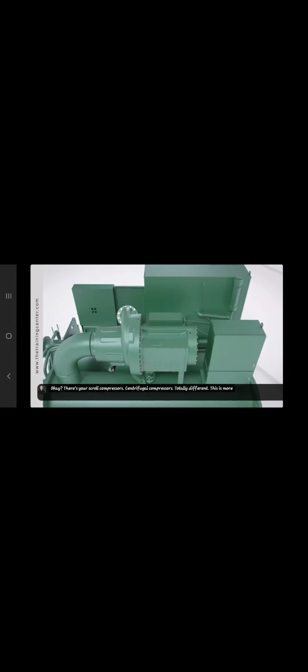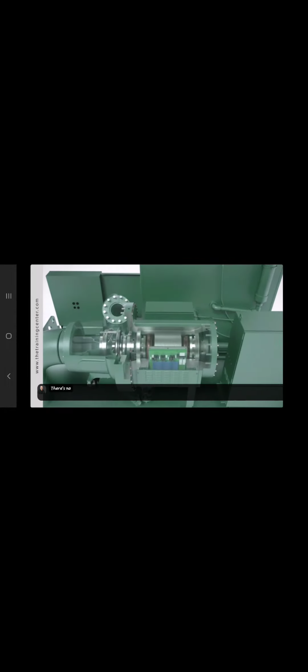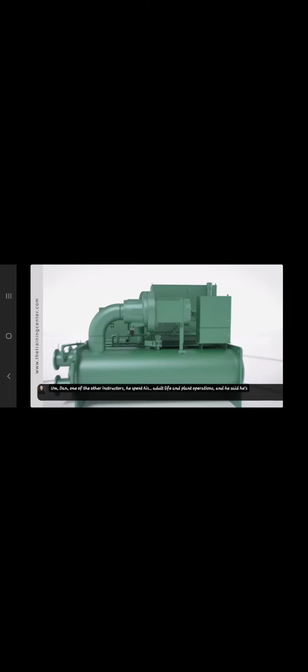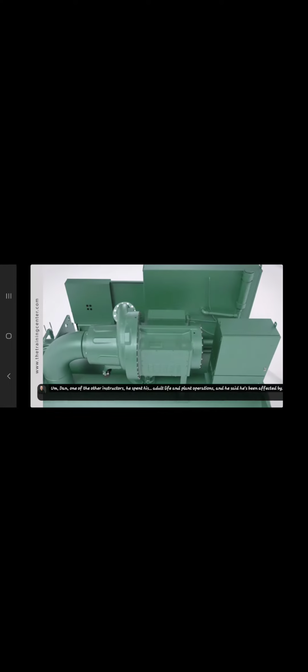Centrifugal compressors, totally different. This is more industrial, guys. Okay. There's no pistons, vanes, or meshing rotors to affect the positive displacement of the vapor. Instead, all your compression is the result of a centrifugal force. It's generated by a rotating impeller at really high speeds. If they tell you to wear ear protection around this, do it. Dan, one of the other instructors, he spent his adult life in plant operations, and he said he's been affected by centrifugal chiller noise. So heed the warnings, okay?